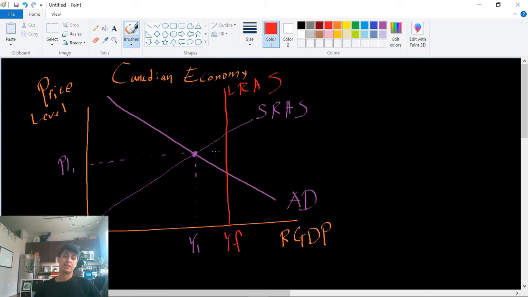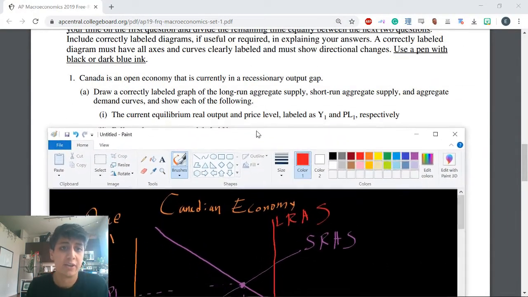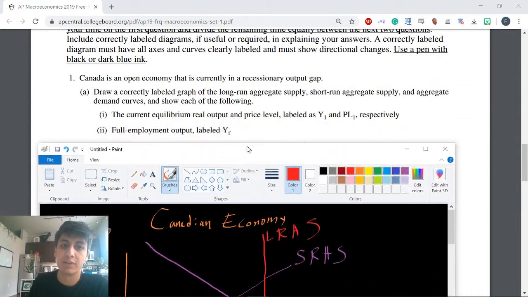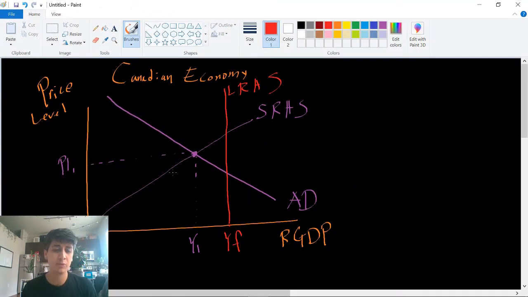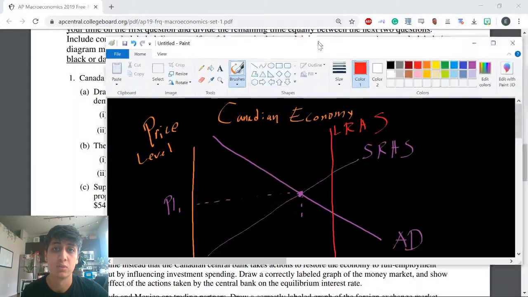So there's our, I think that's all of question 1, right? We have everything. It says the current equilibrium, Y1 and PL1, full employment output labeled as YF. And boom, that's the first 2 parts of the first question. Let's see what else it's saying.